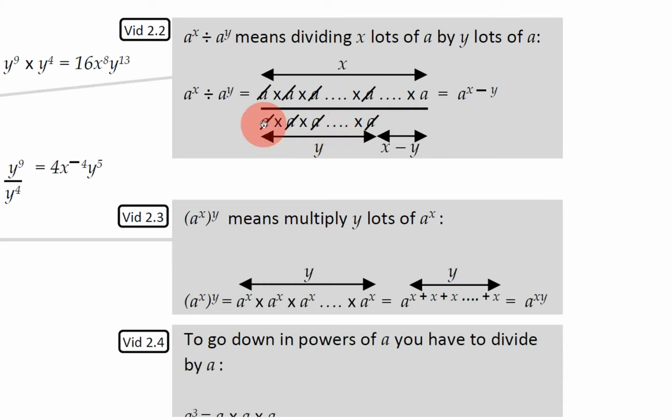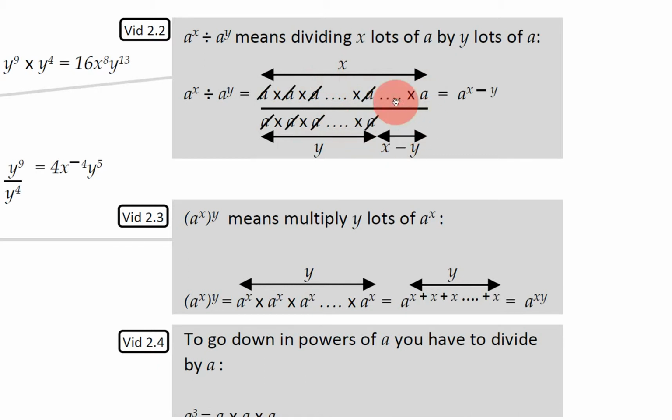So for every a over here, you can cancel an a on the top. So how many a's am I going to cancel on the top? Well, there's y a's on the bottom, so I'm going to cancel y a's on the top, which just leaves me with a few a's left on the side. And how many a's have I got left, which is just on the top in this example? Well, you've got x minus y, because that's the difference. However much bigger this is than that, that's how many a's you've got left.